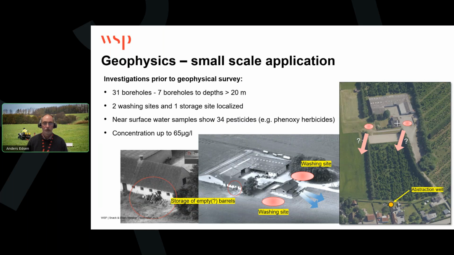So from the overall picture, we have these 2 washing sites, and the question is, how can a contamination of the groundwater spread and be a threat to the abstraction of the groundwater, which is at this site down here?